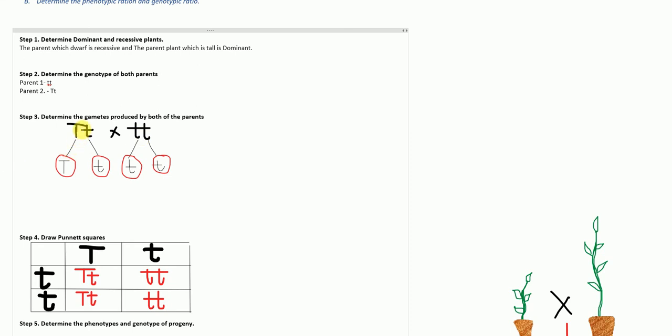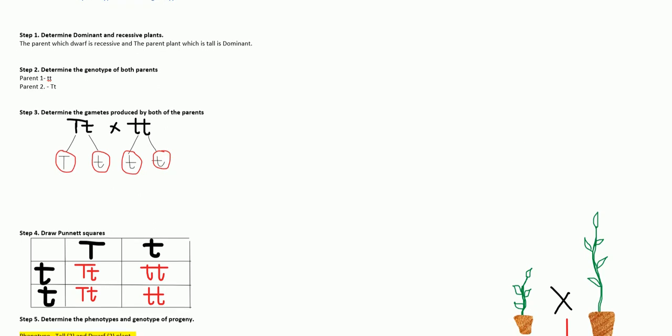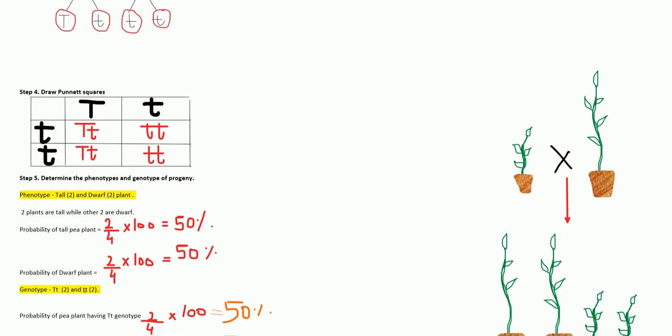This parent would give a capital T in one gamete and small t in another gamete. And this parent will give capital T only because it's having 2 copies of recessive. Once we have determined the gametes, we can now make a Punnett square.